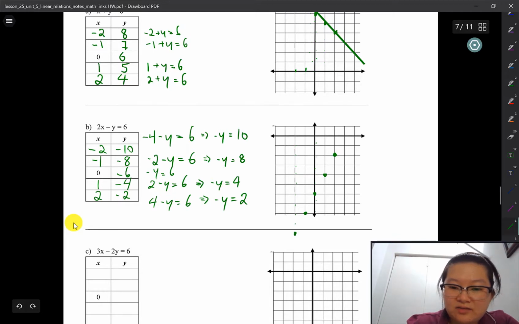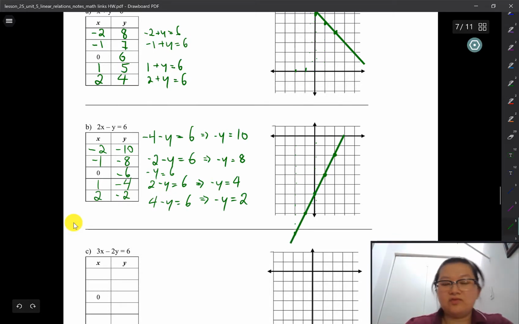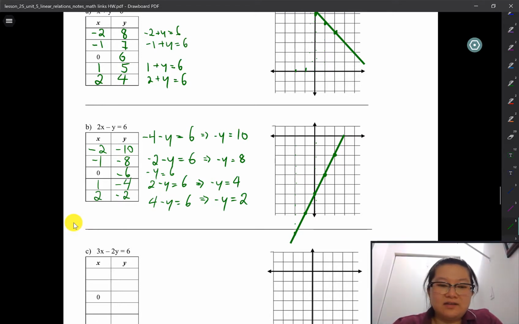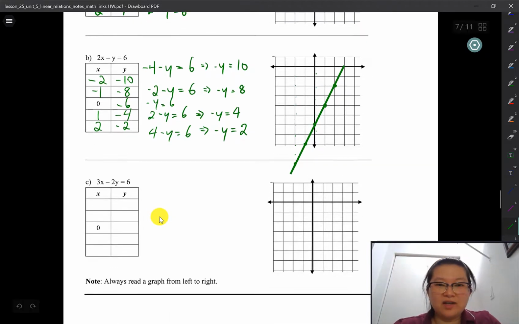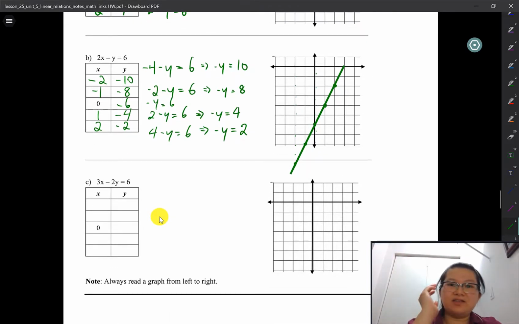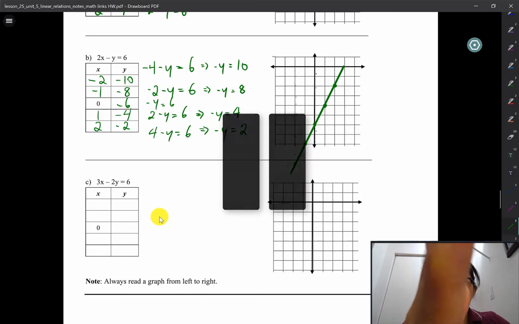I draw a line through all of my dots as best as I can. And voila! There you go. There is my equation and my graph line. Okay, we have one more example. So if you'd like to pause the video now, try it out, and we will go over it together.